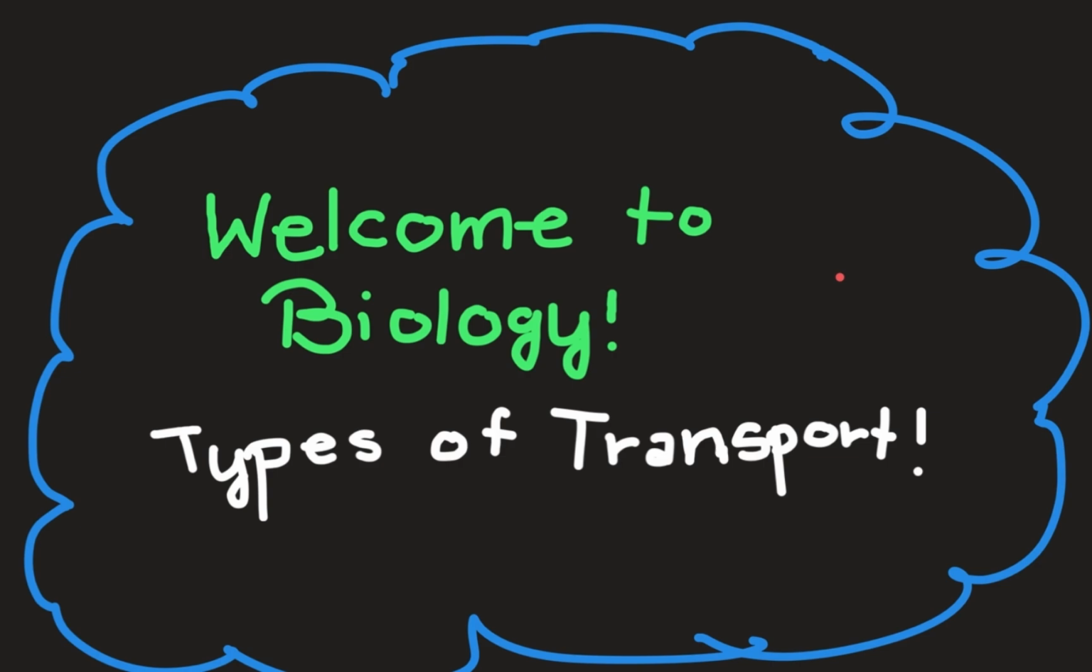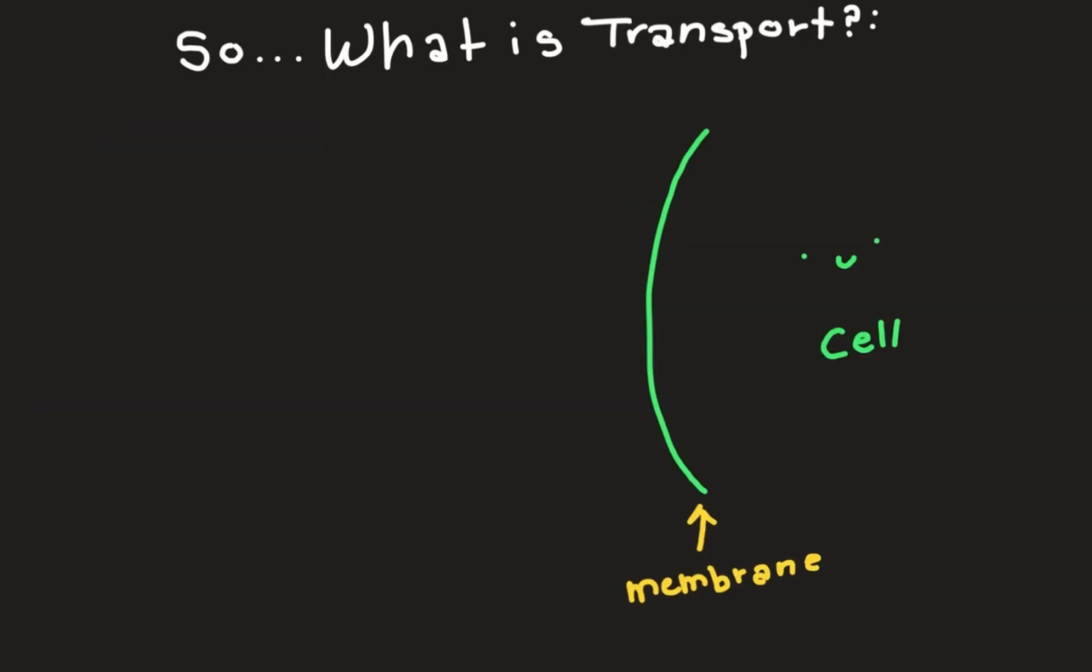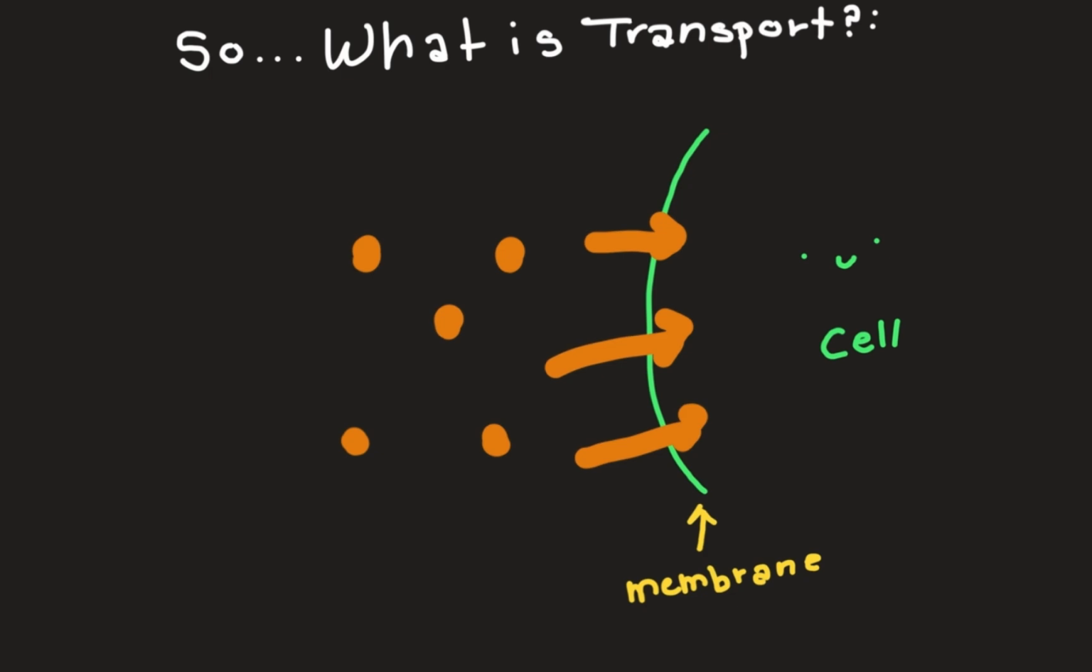Today's topic will be discussing types of transport and how they work. So what is transport? Transport is the movement of substances across a cell membrane, and basically, as I'm showing right here, it can be any sort of particles. However, the way that they diffuse or move across the membrane is through passive diffusion, facilitated diffusion, or active transport, which I will get into soon.